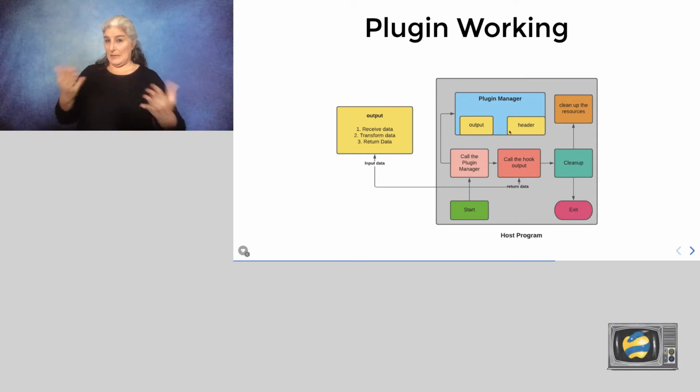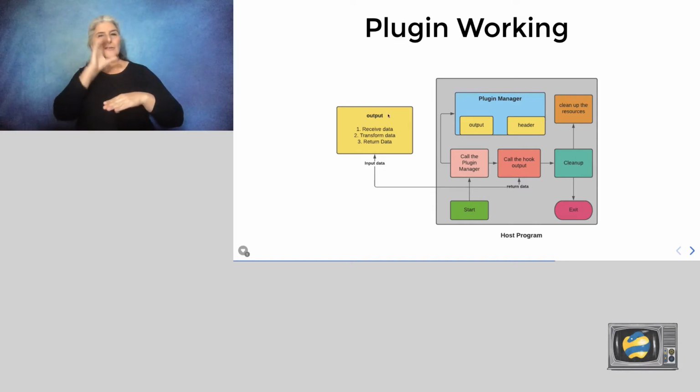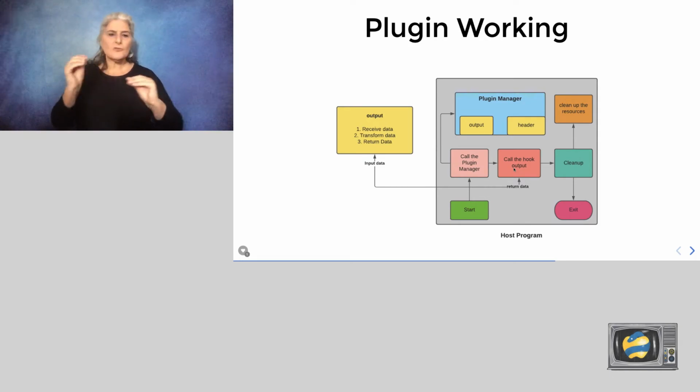Once the plugin manager loads all the plugins, the search functionality kicks in, and after the search is over, the hook output is called by search.run. The hook output receives the data, transforms the data, and returns the data. Once that hook calling is over, the cleanup block kicks in, cleans up the resources, and the program exits. In our case, there is no cleanup functionality, but this is an example use case of how a plugin will work.